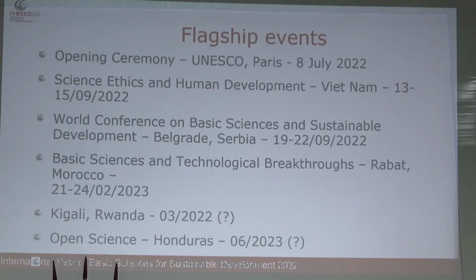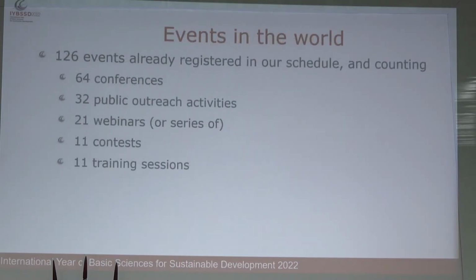We took the example of the Tokyo Olympics 2020. They kept the name and changed the year, so we're doing more or less the same. So we still have plenty of time to organize a lot of events in the world.